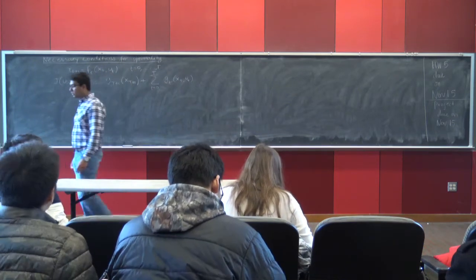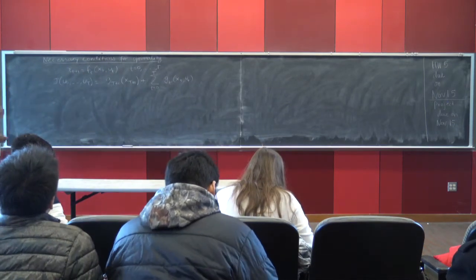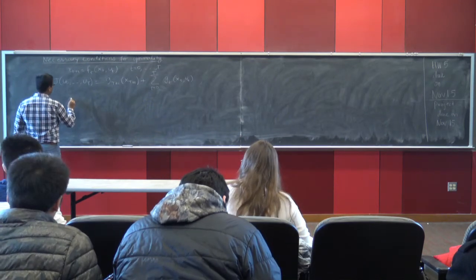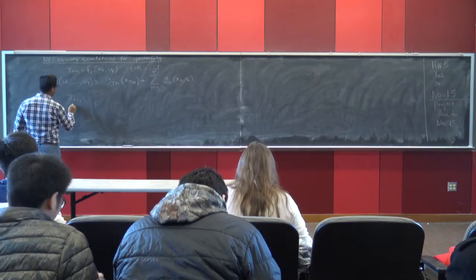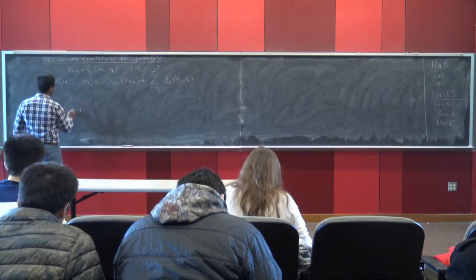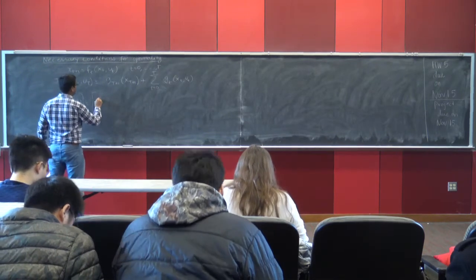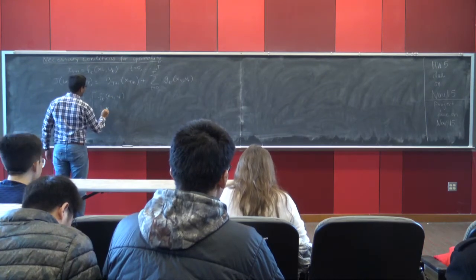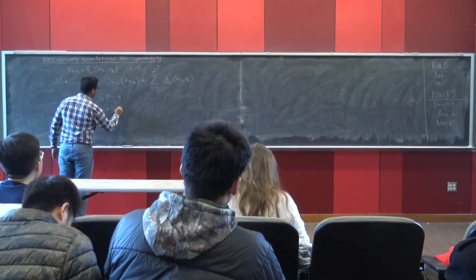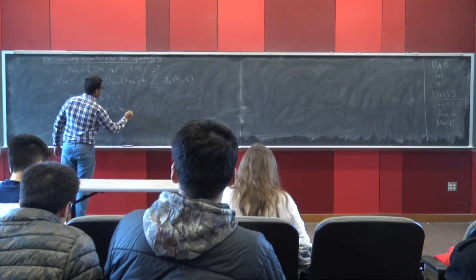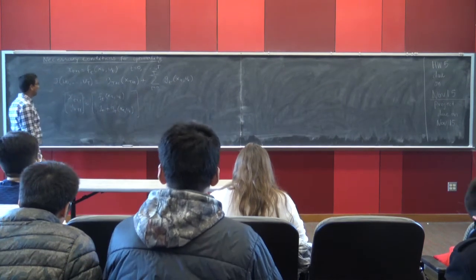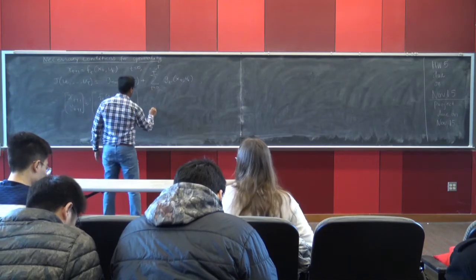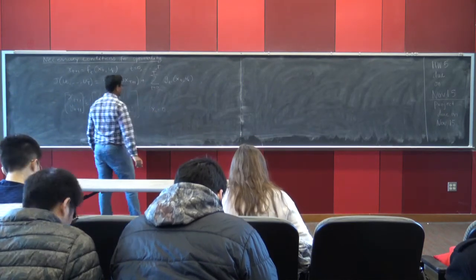So what should we do? Well, the idea is to augment the state space, to increase the size of the state space. So the new state space is x_{t+1} equals f_t(x_t, u_t), and y_{t+1} equals y_t plus g_t(x_t, u_t), with y_0 equals 0.